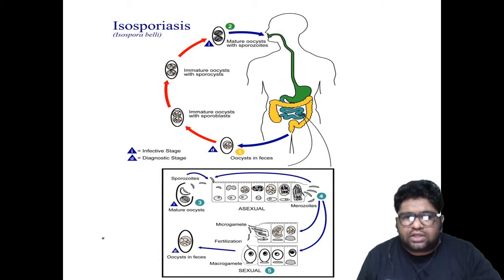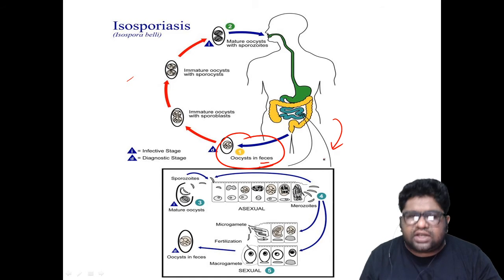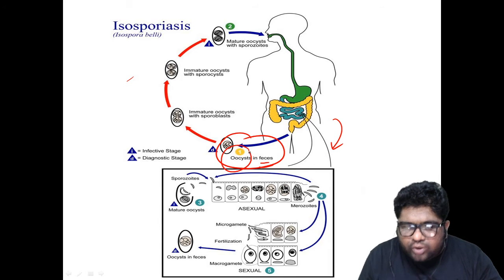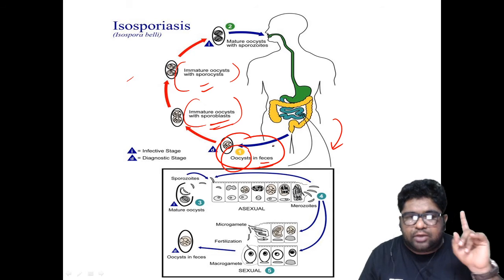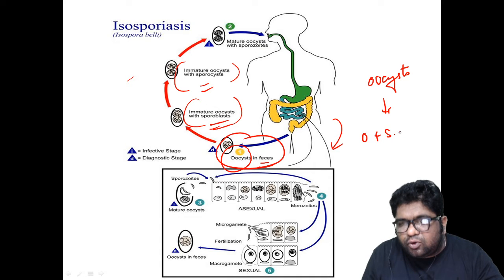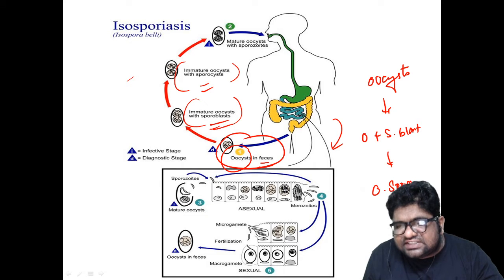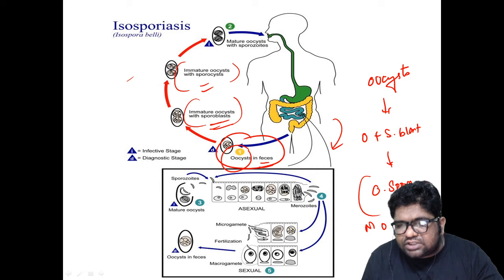Now this is in short the life cycle of isosporiasis. Just be with me. The whole thing starts from here. A human being can release Isospora in the feces, coming out as oocyst. Now this immature oocyst will form sporoblast. The oocysts contain sporoblasts, and these sporoblasts will go for maturation to become sporocysts, and these sporocysts will become mature oocyst plus sporozoite.